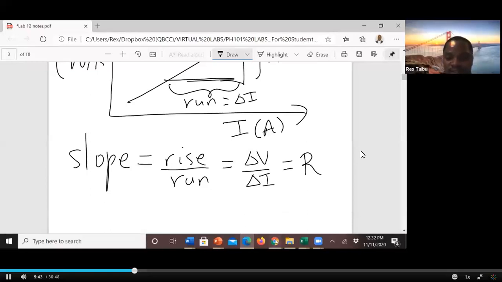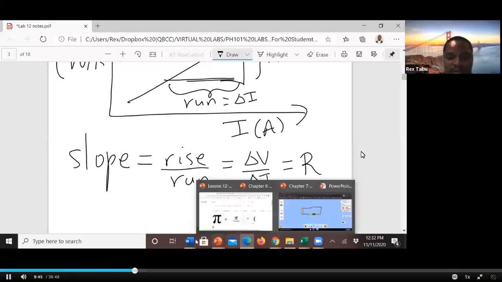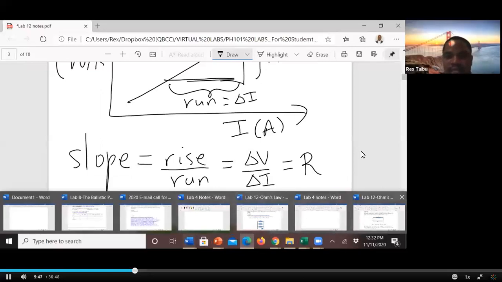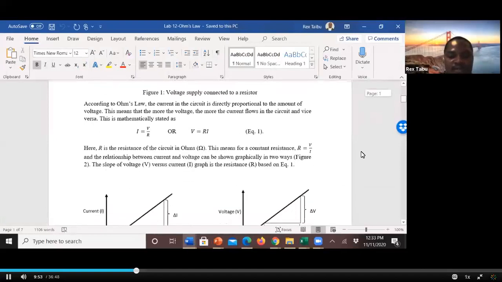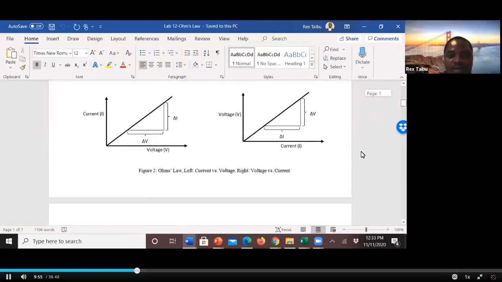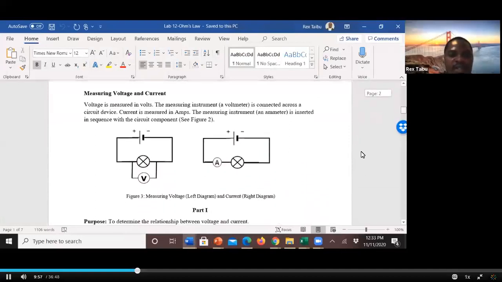All right, so let's go back to our notes. Okay, so we understand how this works. The more the voltage, the more the current, the more the brightness. And we understand Ohm's law and the graphs associated. Now, how do we measure voltage and current?